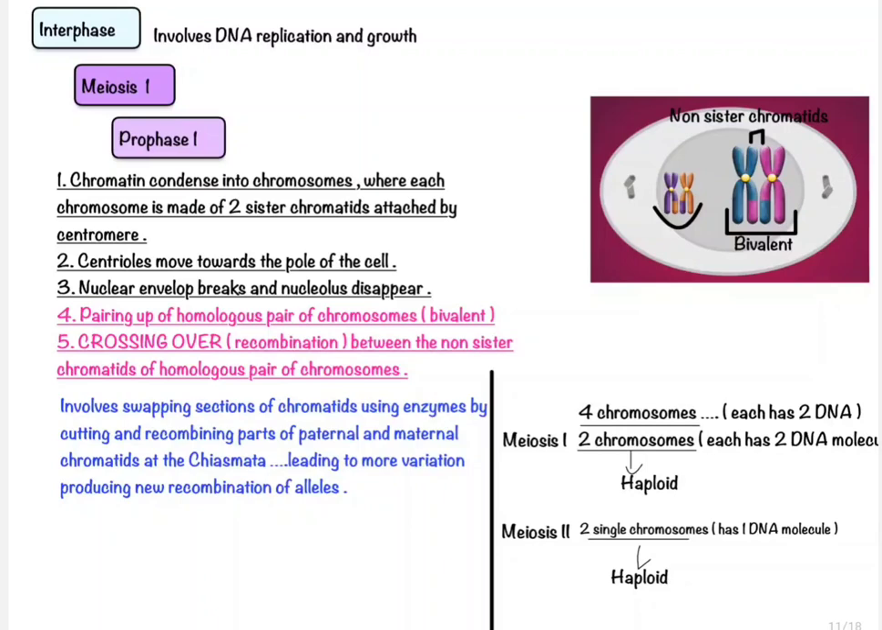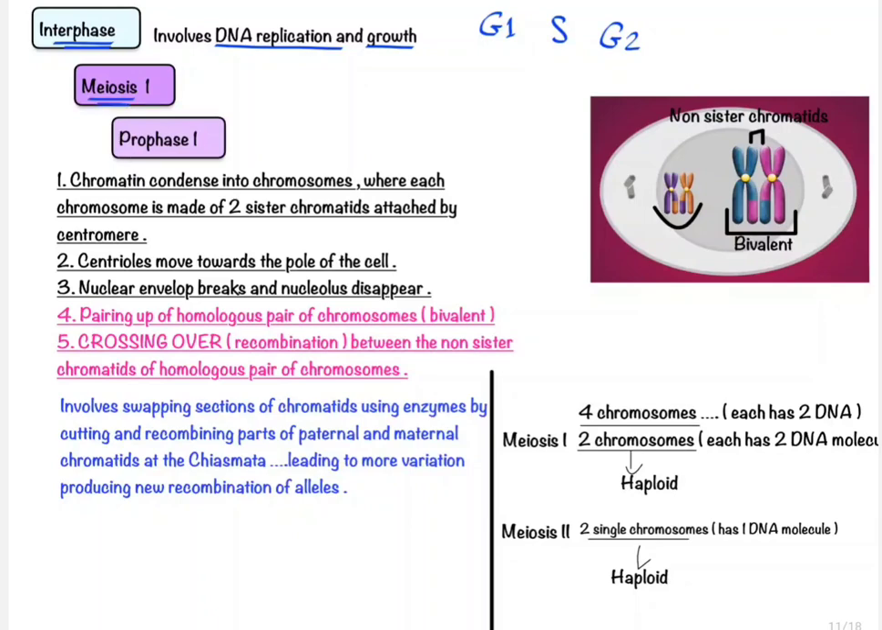So, of course, it also involves interphase, which is DNA replication and growth, which also has three phases. Let's recap this quickly. We have G1, S phase, and G2. Okay? Then we have meiosis.